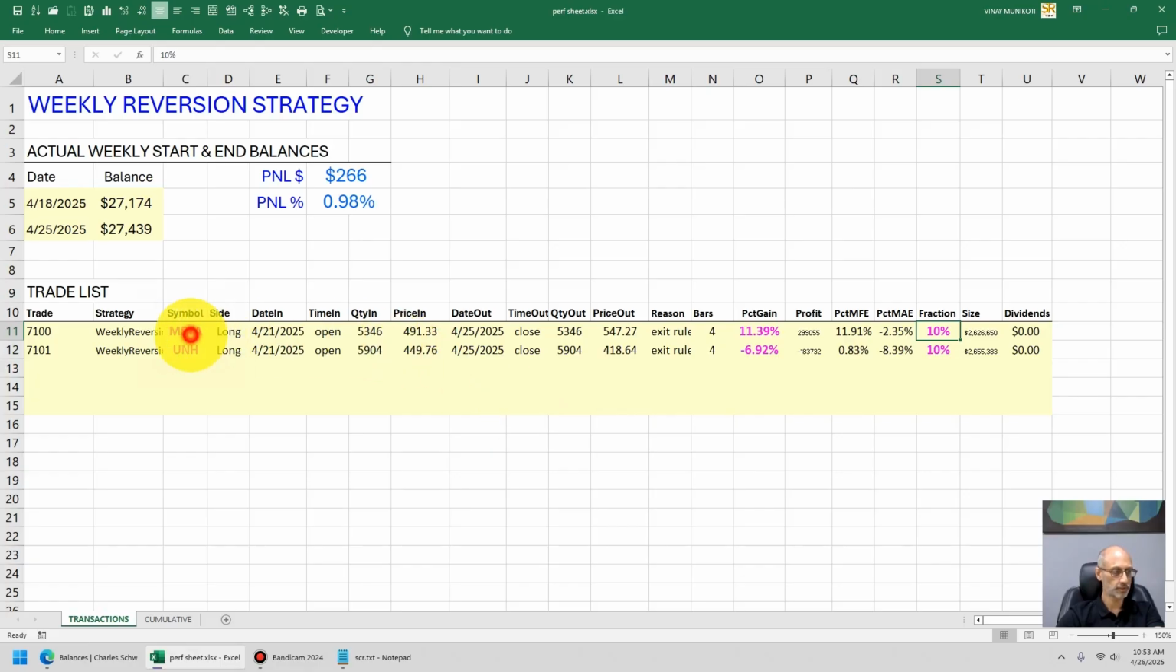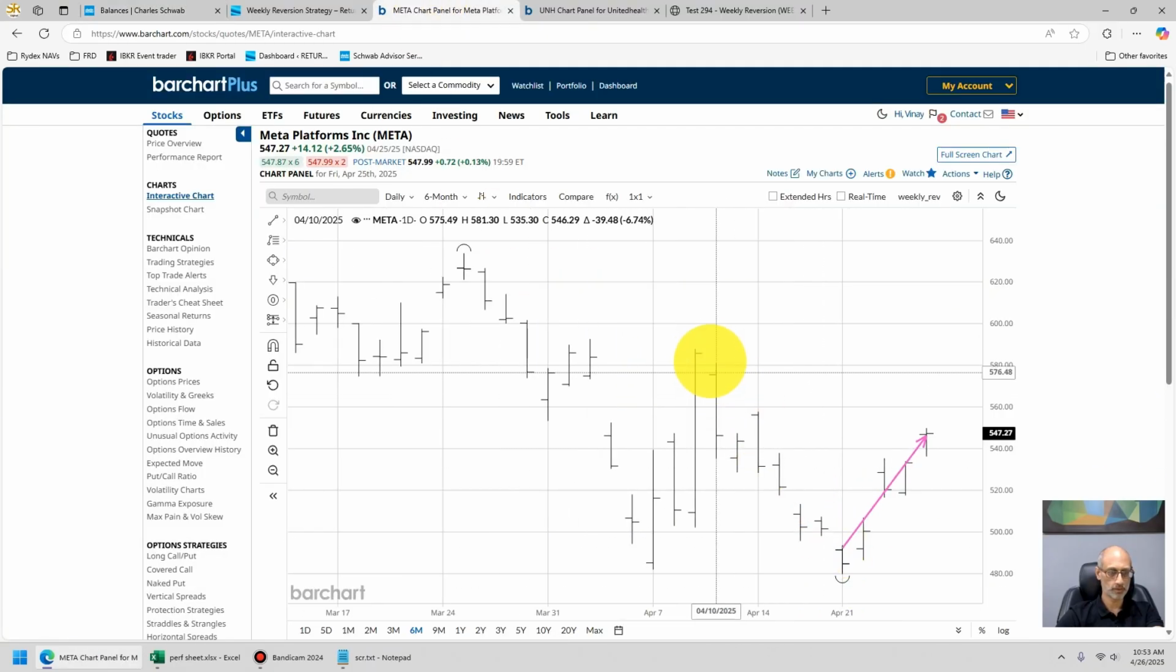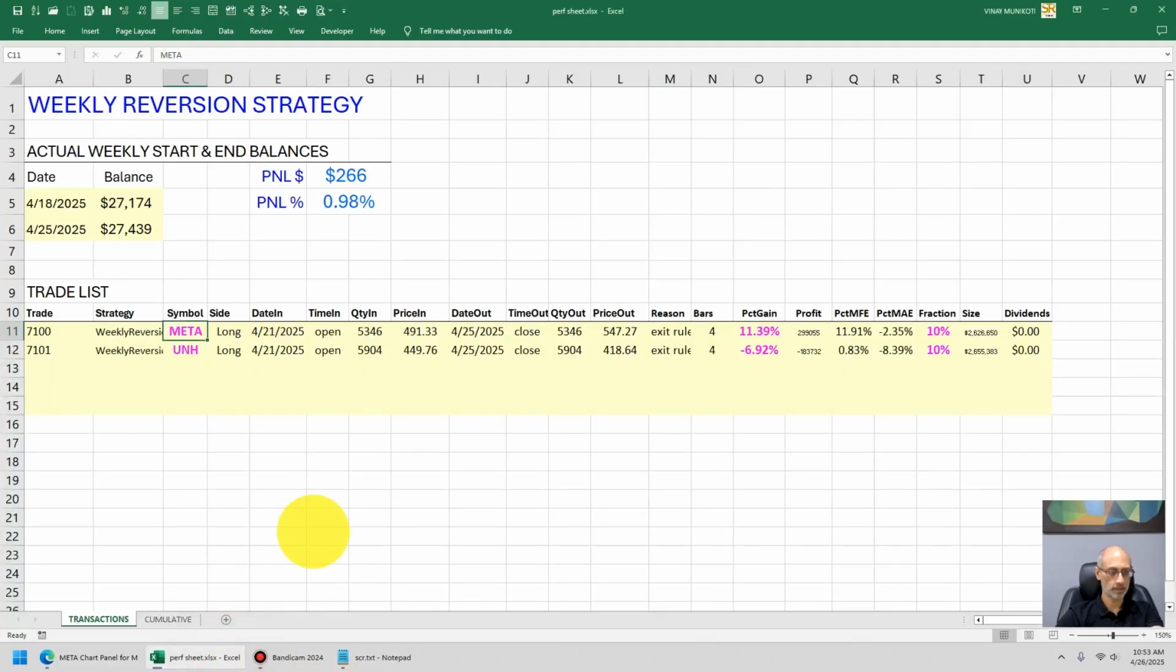So the first trade we did was Meta, where the stock was up 11.39% for the week. And this is how the trade looked. So it's a mean reversion dip buying strategy. So it looked at the weakness in the recent past. And so it bought here on a Monday and sold here on a Friday to make 11.39%.